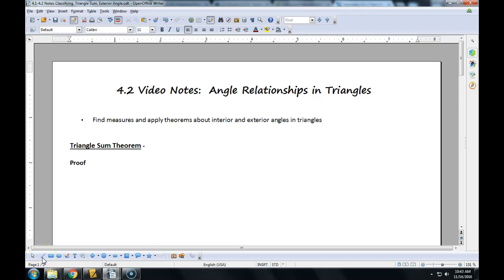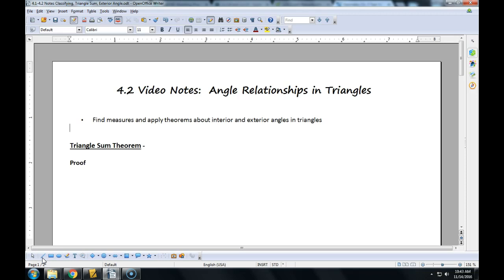All right, 4.2 video notes, angle relationships in triangles. We're going to be focused on triangles pretty much all of chapter 4 and all of chapter 5, so we're going to know everything about triangles inside and out. Chapter 4 is where we get into quite a few proofs of triangles and trying to prove that two triangles are congruent. So I'm going to start introducing some proof.